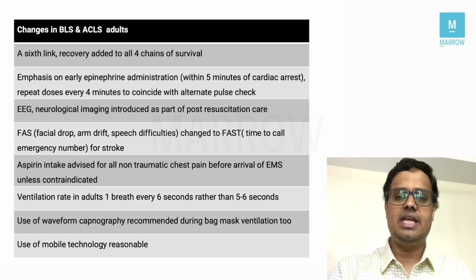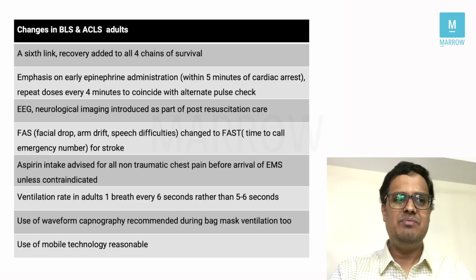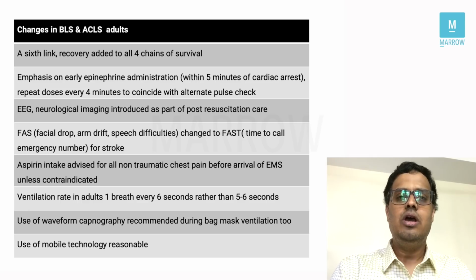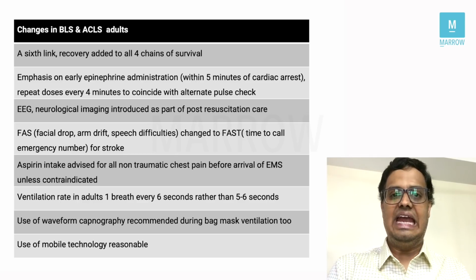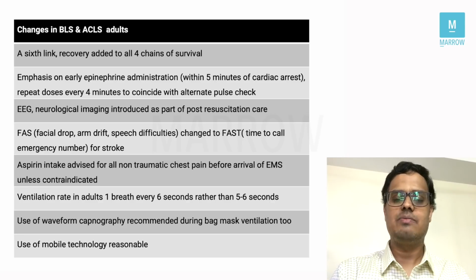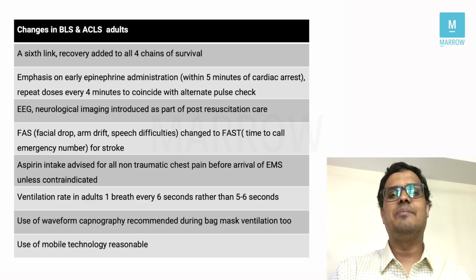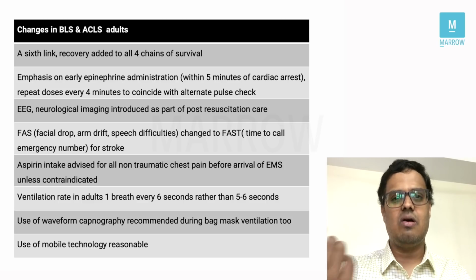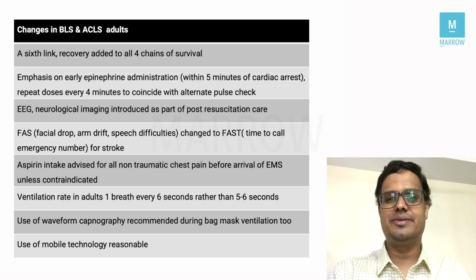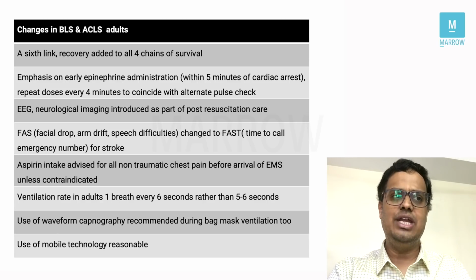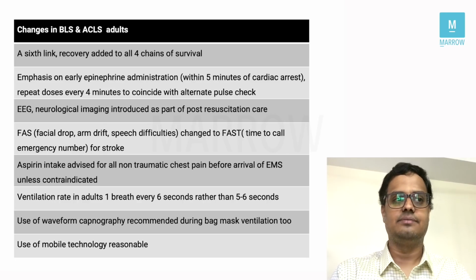The third point is that EEG and neurological imaging should be introduced as part of post resuscitation care. As I said, most of the times we do CPR and we get the rhythm back, but in this process the blood supply to the brain is decreased, and the patient would suffer severe hypoxic brain damage, which leads to a vegetative state. So they have emphasized that EEG and neurological imaging should be done as a part of post resuscitation care.